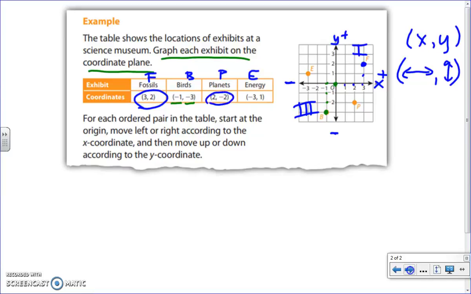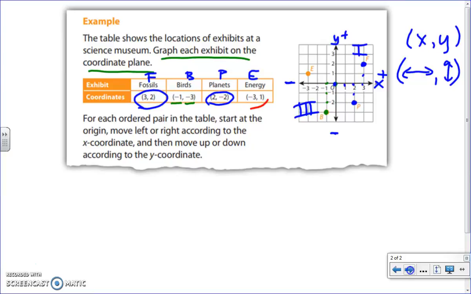The planets are at 2, negative 2. So before even I plot this, I know that I'm going to go to the right and then I'm going to go down. So I know I'll be in quadrant 4. So I'm going to start at the origin. I'm going to go 2 to the right and 2 down. You can see there's my planets exhibit.